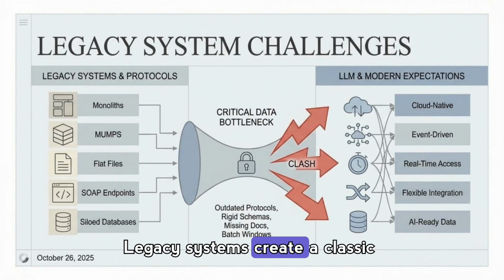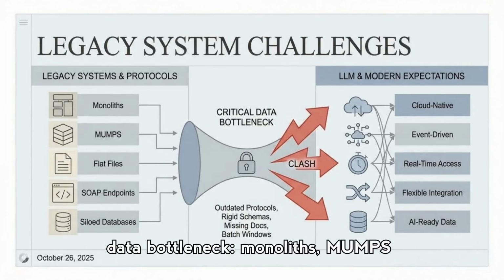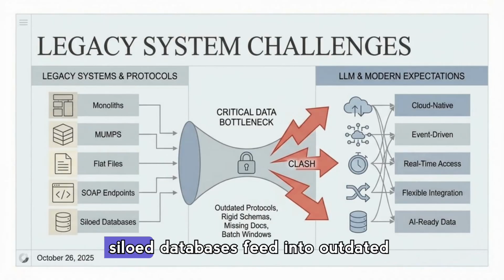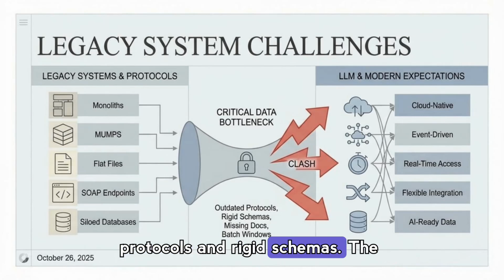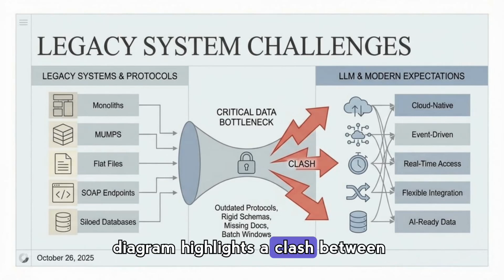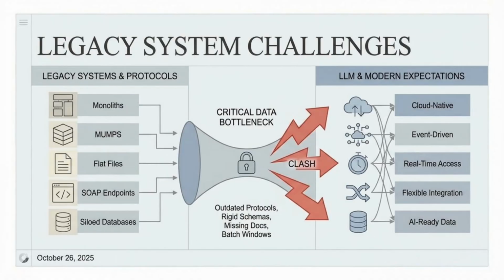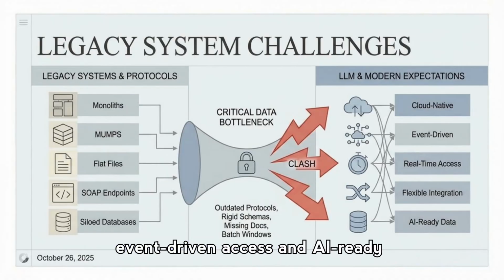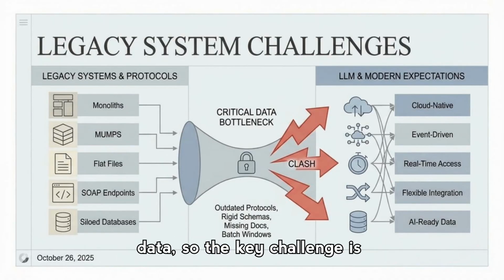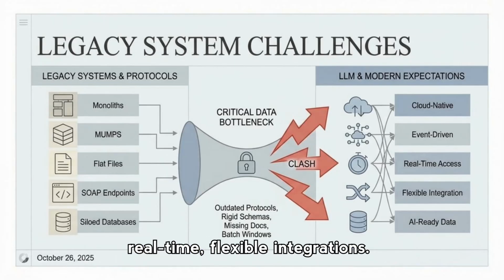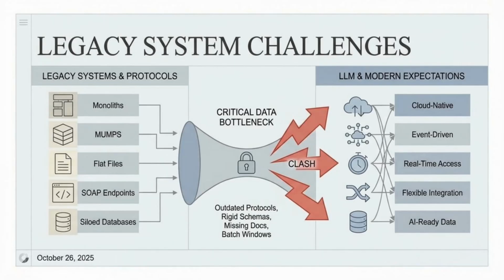Legacy systems create a classic data bottleneck. Monoliths, MUMPS or flat files, SOAP endpoints, and siloed databases feed into outdated protocols and rigid schemas. The diagram highlights a clash between those systems and modern expectations like cloud-native, event-driven access, and AI-ready data. So the key challenge is unblocking that funnel to enable real-time, flexible integrations.